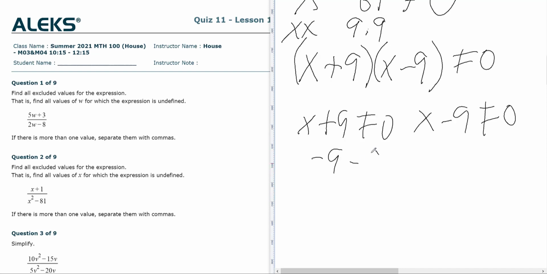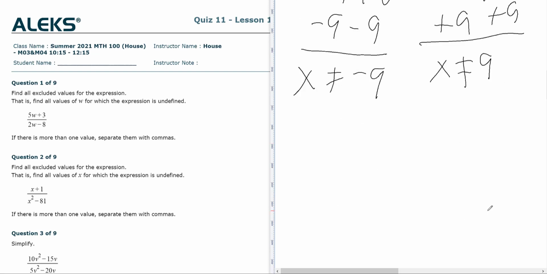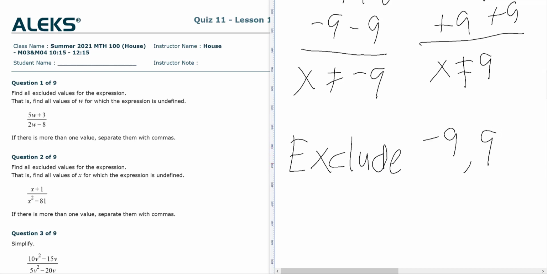So I subtract 9 from the first one, so x cannot be negative 9, and I add 9 in the second case, which means x cannot be 9. So the values to be excluded are negative 9 and positive 9.